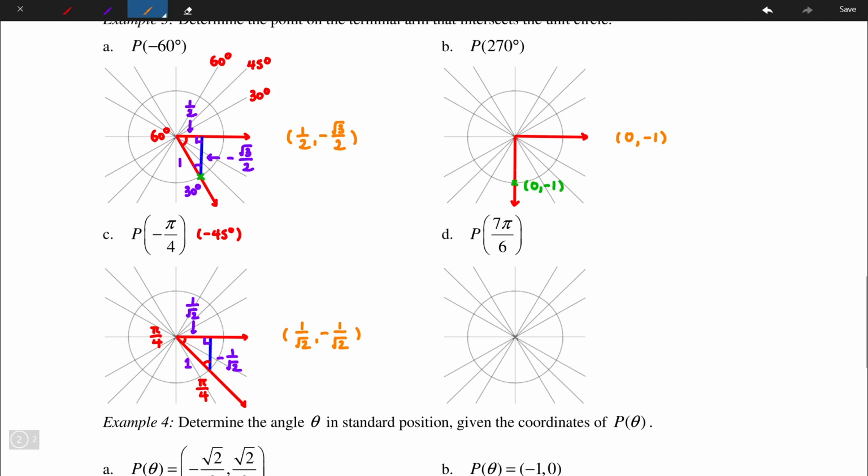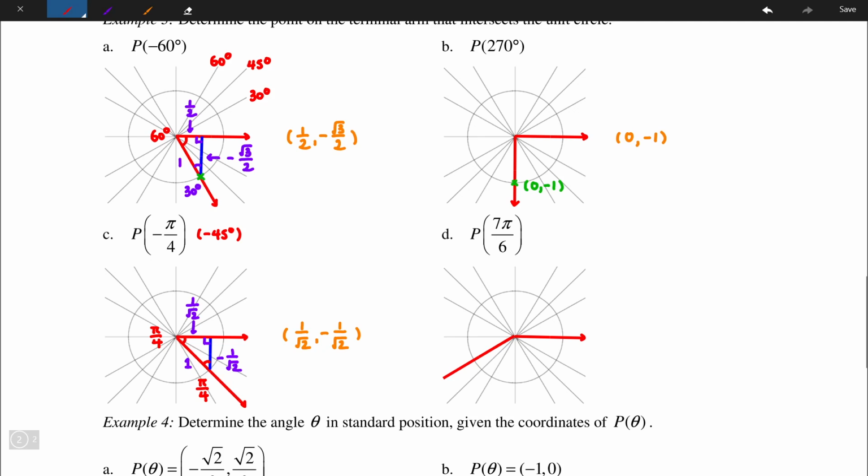Okay, next up is 7 pi over 6. So 7 pi over 6, we could convert it back into degrees. That would be 210 degrees. So if we were to draw that, again, it'd be here.